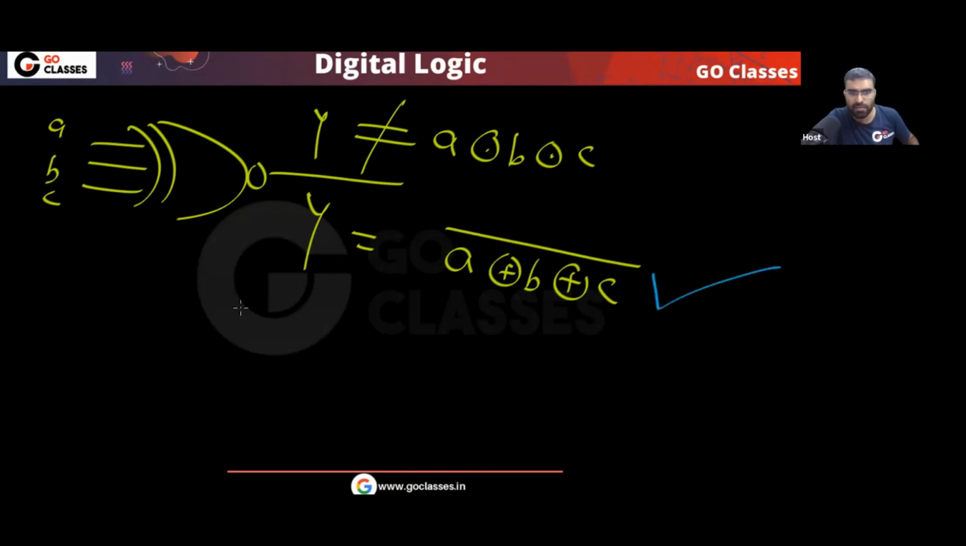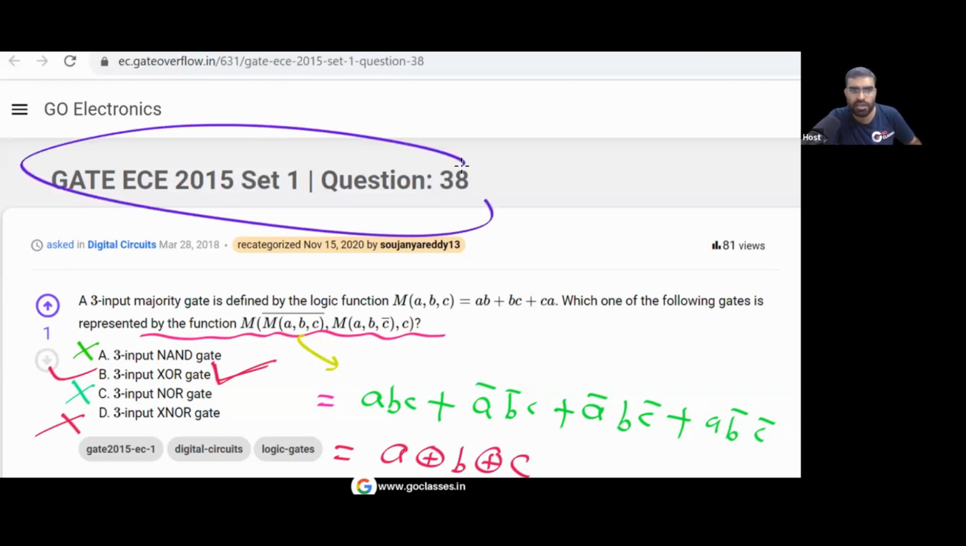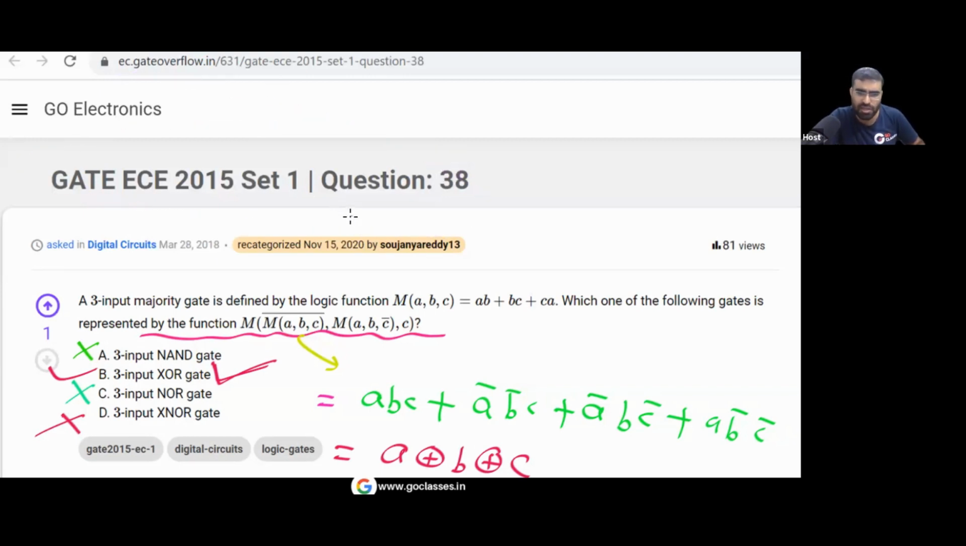So your answer will be what? For this question, the answer will be option B. Yes or no? Option B will be the answer. Option D will not be the answer. This is your GATE Electronics 2015 question. A very nice question.